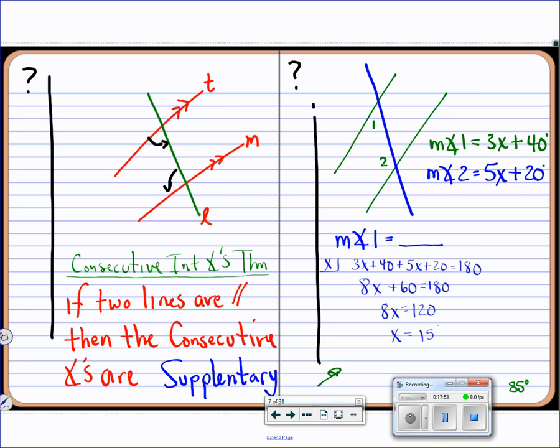Okay, so there you have it. There's the equation. The sum is equal to 180, and I just solved for x equals 15. Now I'm looking for angle 1. So now all I have to do is take this and plug it into there. When I do that, I get angle 1 is equal to 85. 3 times 15 is 45, plus 40 is 85.